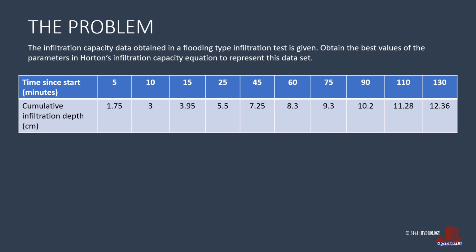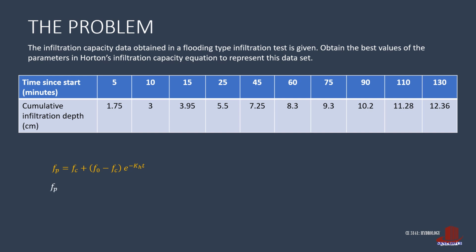measured in centimeters. We are to generate the equation based on these values using Horton's model. Horton's function is the infiltration capacity Fp as equal to Fc plus the difference of F0 and Fc times e raised to negative k times t.